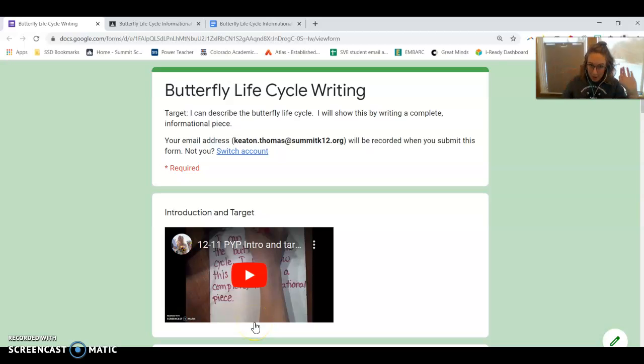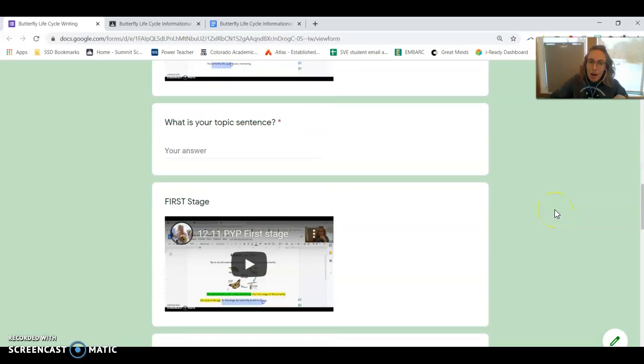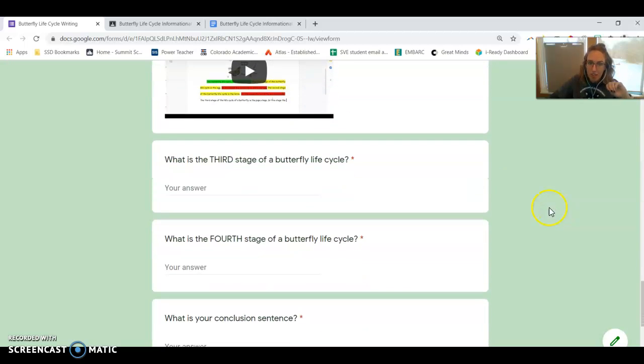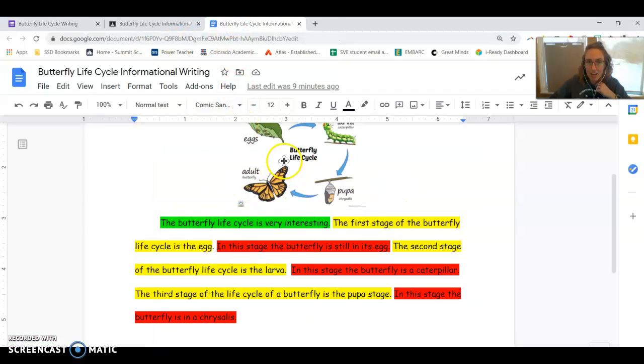You all are so close to being finished, it's not even funny. We just have to do our fourth stage of the life cycle of a butterfly. And if we come over to our Word document, we see that the fourth stage of a butterfly is the adult stage. So I'm going to do just like I've done before and start with a yellow sentence.